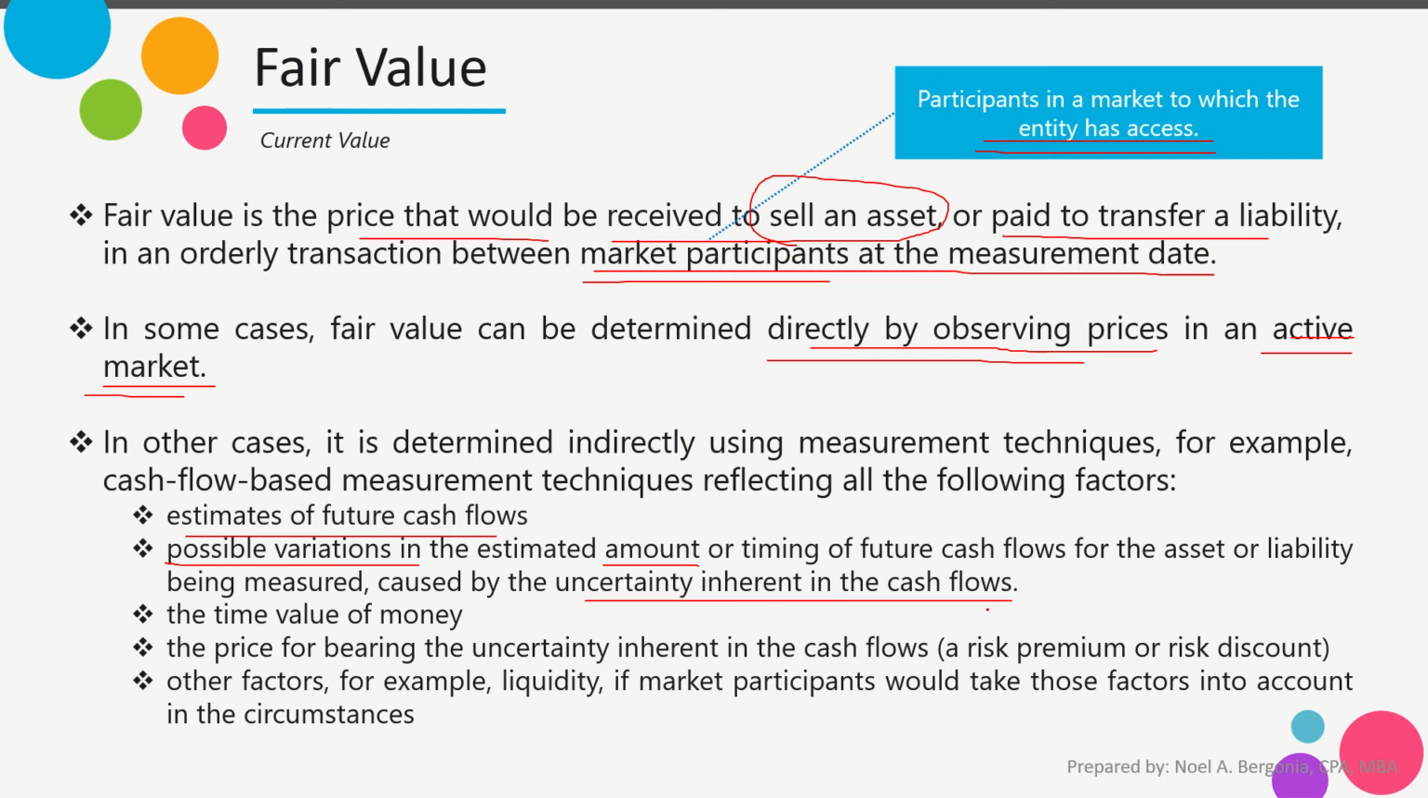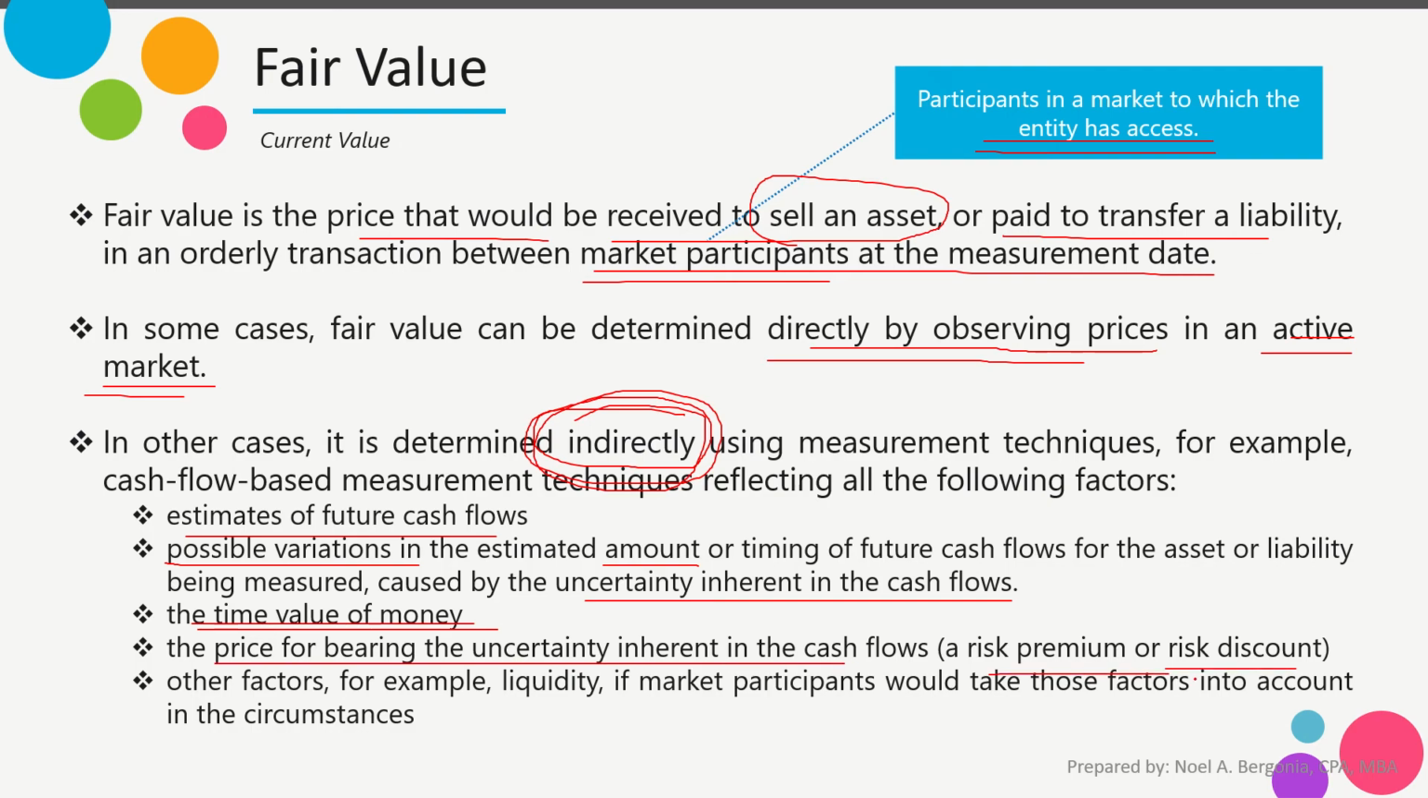By the way, we have outcome uncertainty, no? Which is the uncertainty in terms of the outcome or amount or timing of a particular cash flow. Okay, you need to consider that if you are computing using an indirect measurement technique under fair value. Okay, another would be time value of money. Of course, it is more on the talk about the money today is not the same with the money in the future. Another would be prices for bearing uncertainty inherent. Okay, so which is risk premium and risk discount.